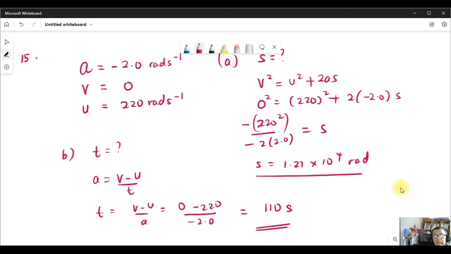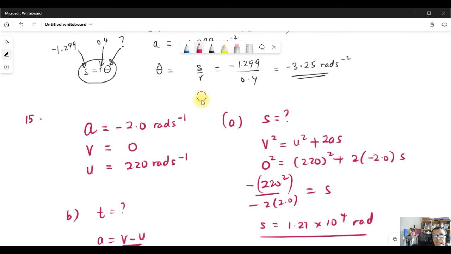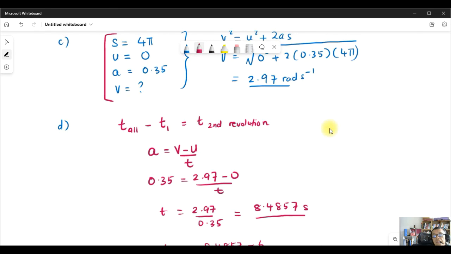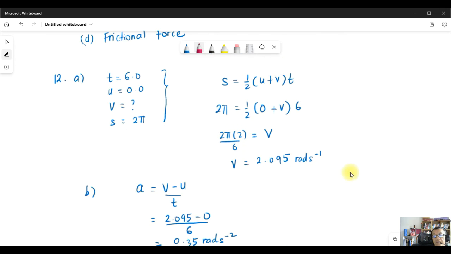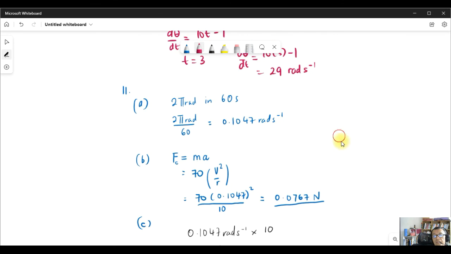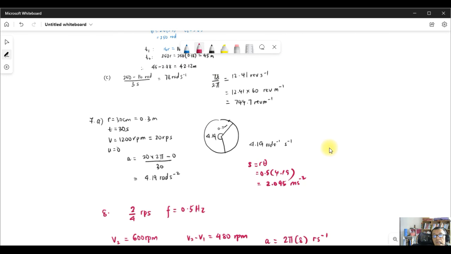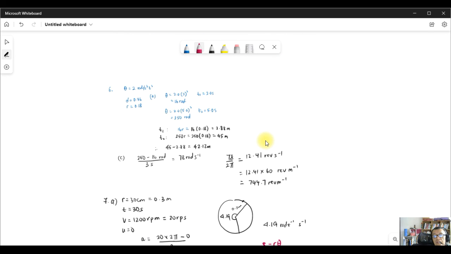Okay, Luqman, hope that you understand our session today. Teacher did these exercises based on the knowledge that you have learned in Add Maths, circular motion, as well as in physics, linear motion. You can modify the linear motion to make it into circular motion.